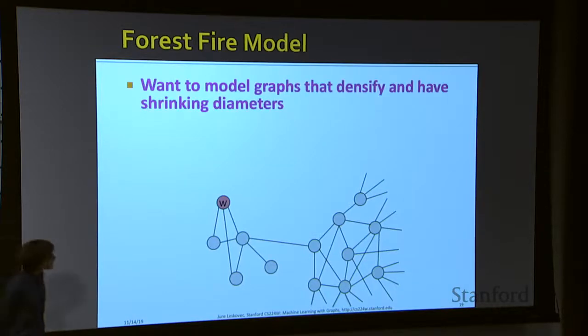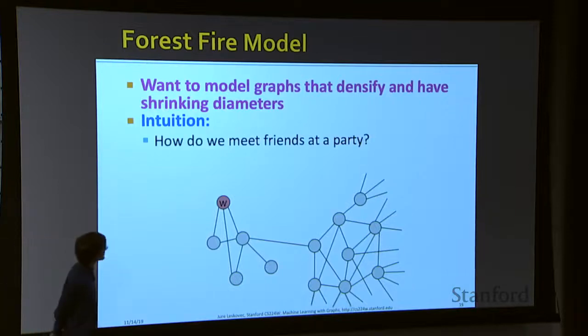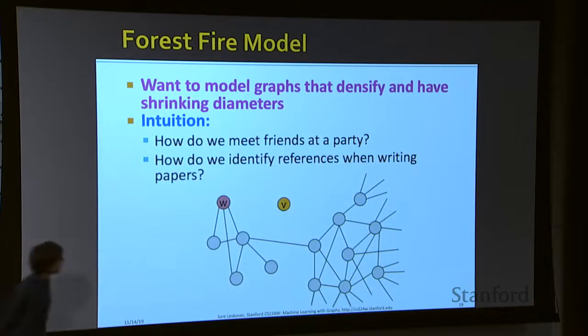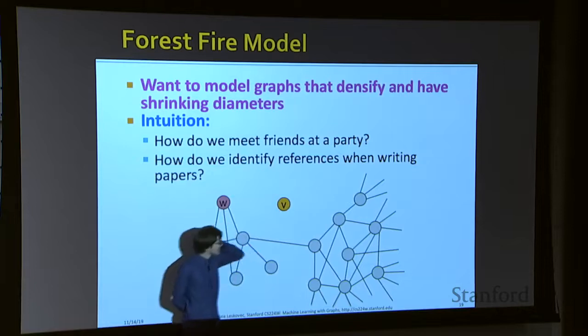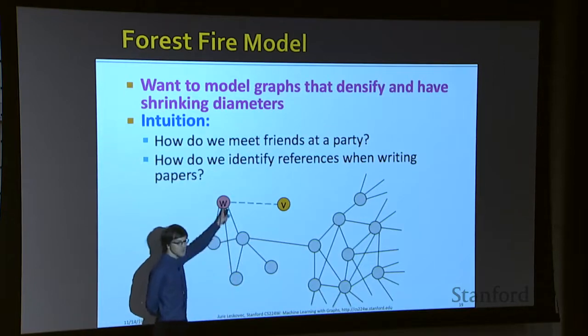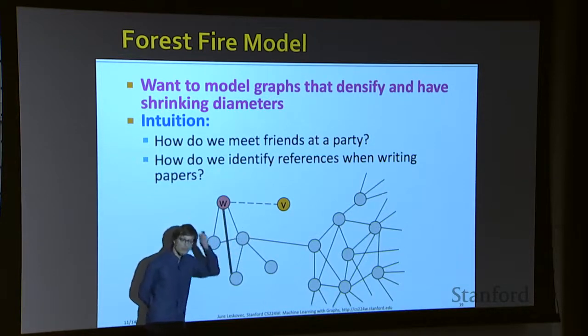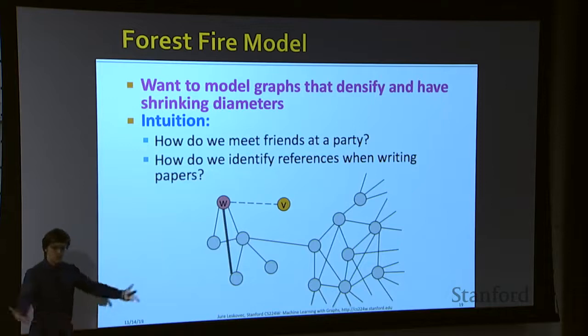And the way that is done is the following. So how do you meet friends at the party, or how do you identify references when writing papers? Here is you without any friends. So if everything goes well, you meet someone, and what do they do? They introduce you to their friends, and then you make connections to them. And over time, you will make more connections.